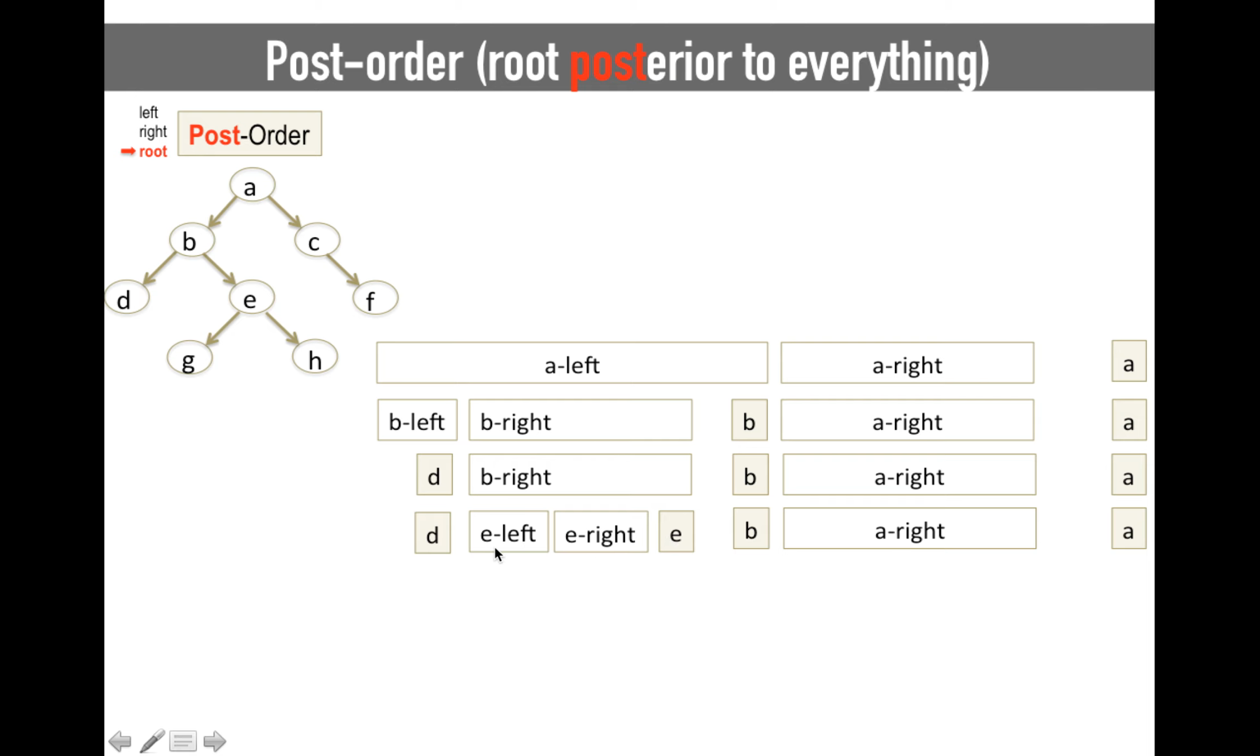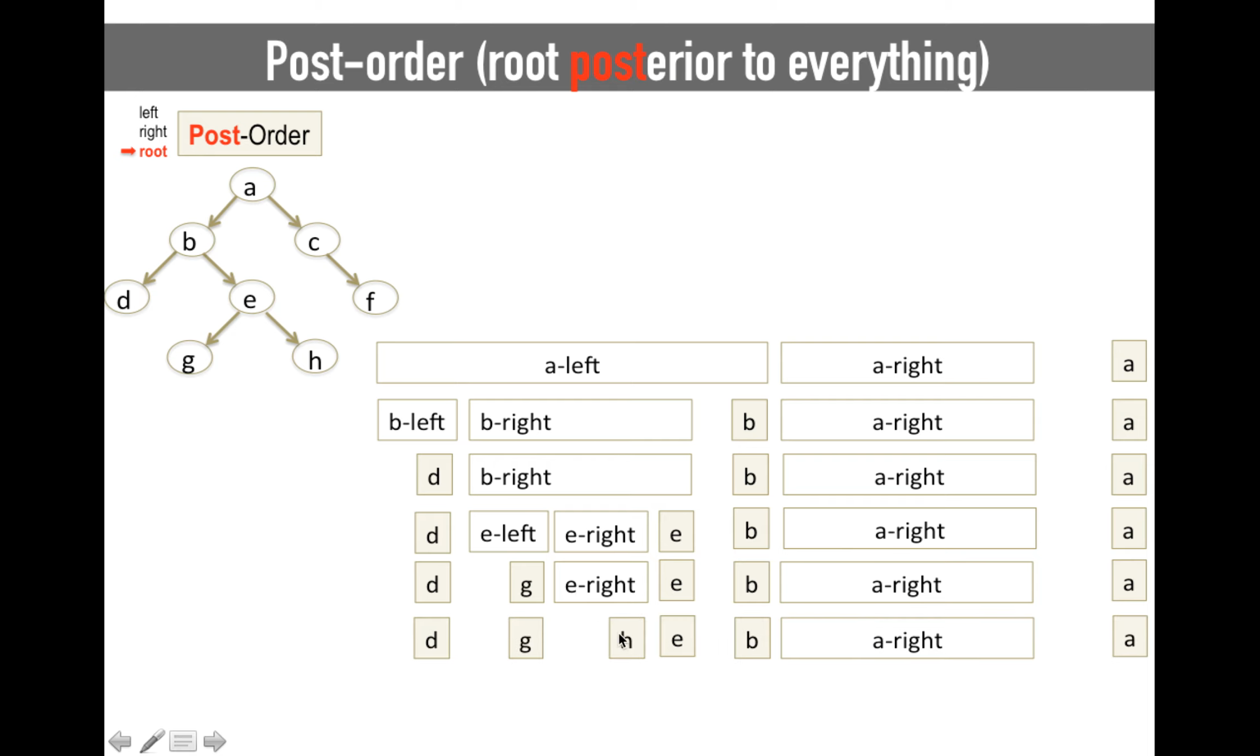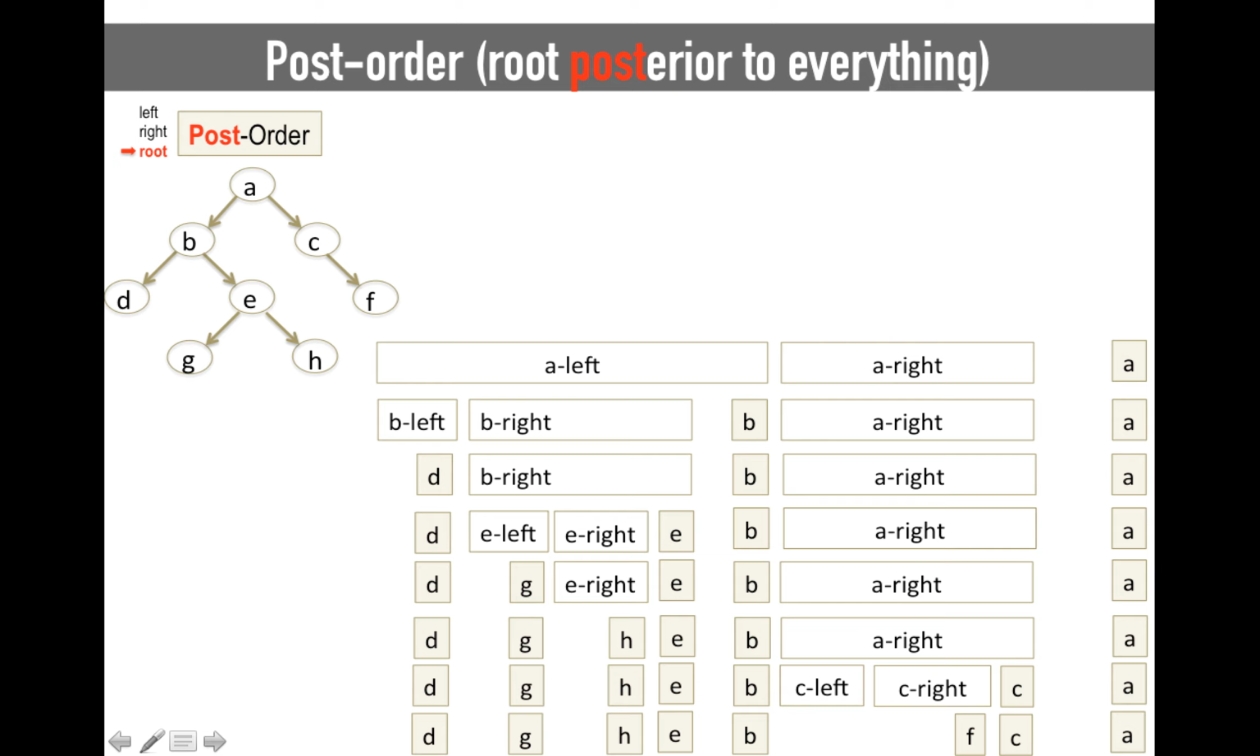Let's go for E left. This is G. G at the end, nothing else. E right is H, goes here, nothing here. We have done with the left subtree. Let's go to the right subtree. C, which is the root of the right subtree, goes at the end. Left and right. There's no left child for C, but there's a right. And this is the order you get with the post-order traversal of a tree.